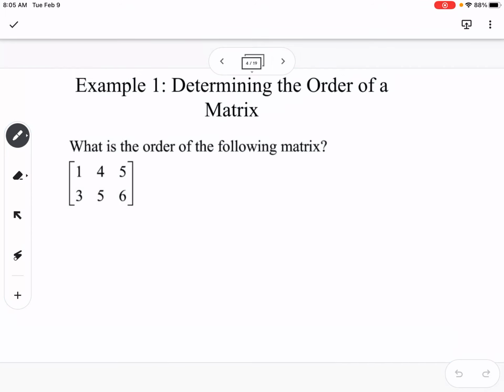So we're going to look at an example here. What's the order of the following matrix? We have 2 rows and 3 columns. So this would be a 2 by 3 matrix.